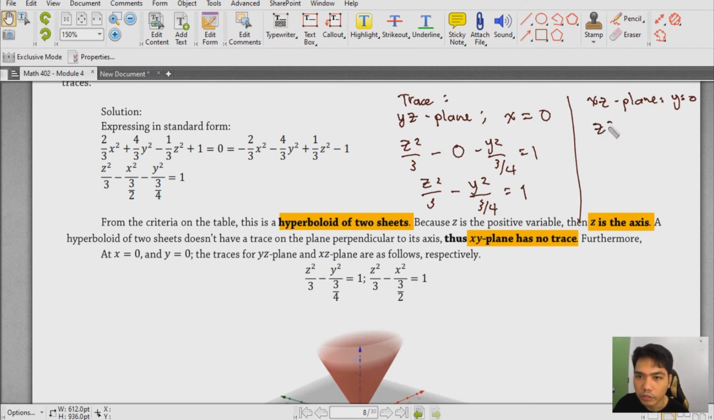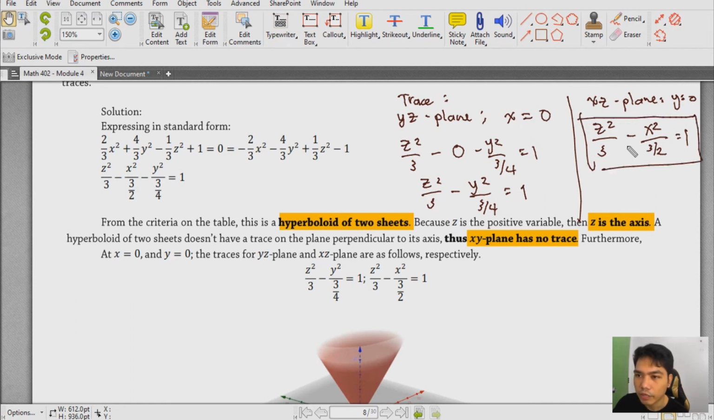So therefore, z squared over 3 minus x squared over 3 halves is equal to 1. So yung ating z is the axis, so wala tayong trace dun sa ating xy plane. Supposedly kasi isa-set mo yan z is equal to 0, pero yun nga, since wala namang values dun, wala kang makukuhang trace in that case. So yun, ganun lang yung paghahanap ng trace natin.